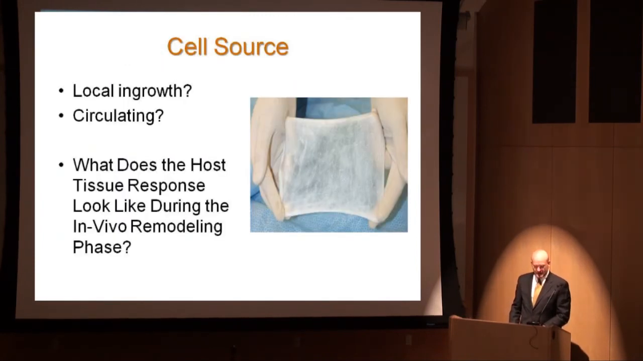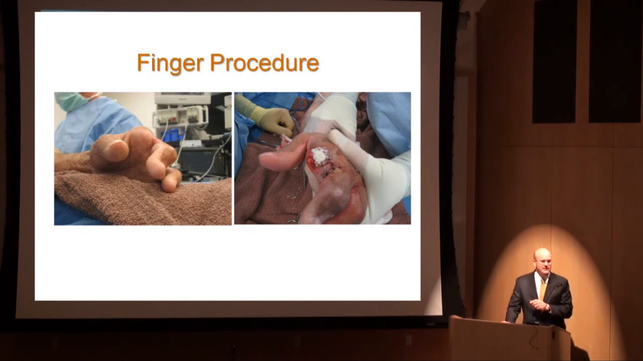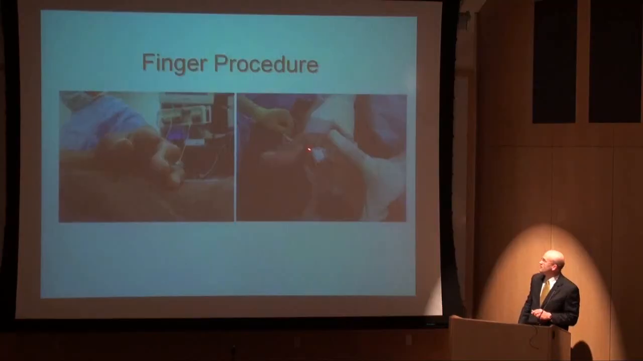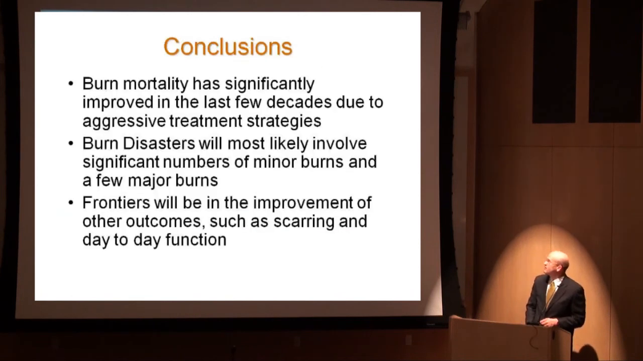So, what does a tissue response look like during the in vivo remodeling phase? We don't really know. The other thing we've been doing is these fingers. I think the muscle work probably did work relatively well because it's a homogeneous tissue, whereas with the finger there's bone and all kinds of other stuff. We tried three or four times in this guy, and we got about a half an inch, but there's no bone in it. So I don't know that this finger thing is really going to work out.